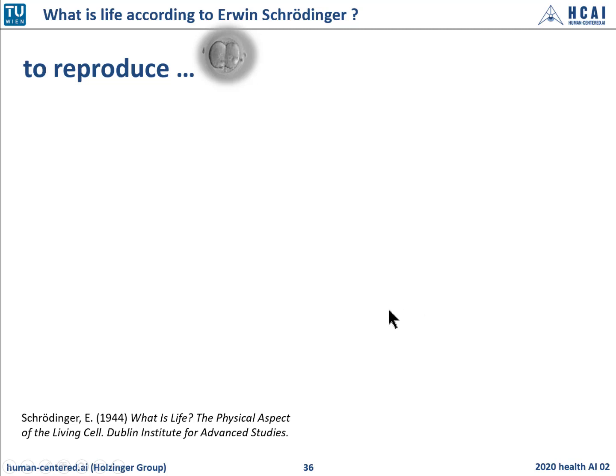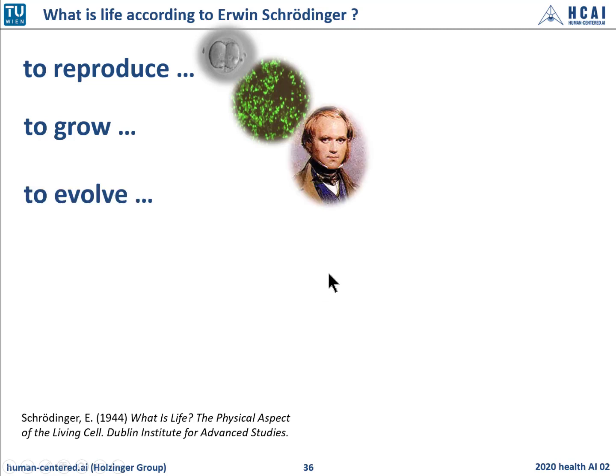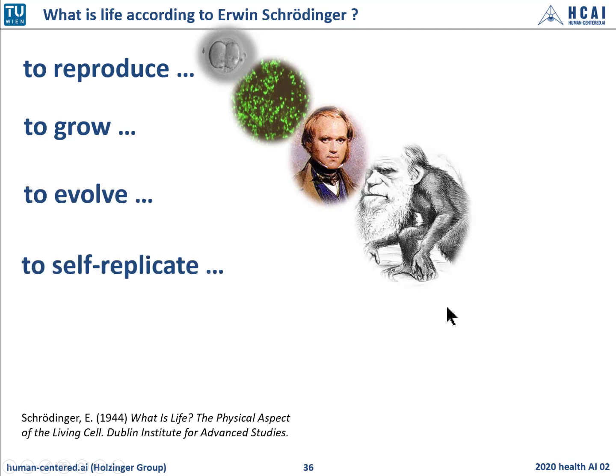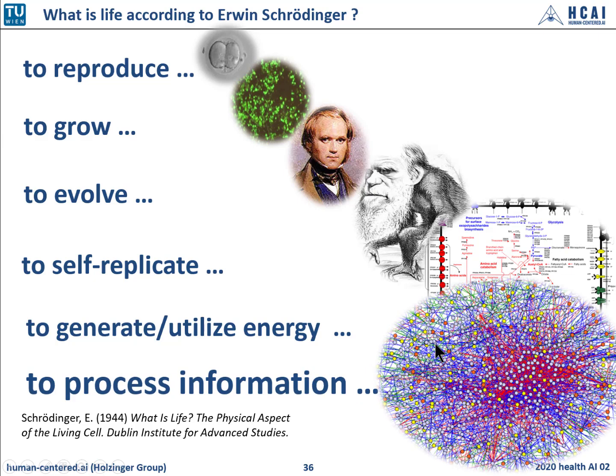So what is life according to Erwin Schrödinger? It is something which reproduces, grows, evolves, Darwin, self-replicates, generates and utilizes energy, very awesome, and processes information. So life is a fantastic interplay of matter, energy, and information. And therefore I am showing it to you, because in this lecture we are dealing with data, information, and knowledge. And now we are deep into information.